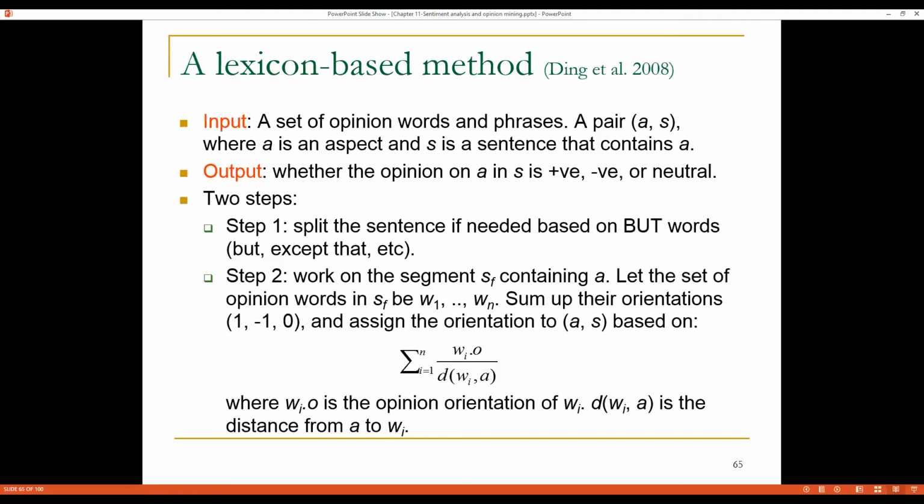So you do this in two steps. The first step is to split the sentence, if needed, based on but-words, like but, except that, etc. Then the second step is to work on the segment, the sentence fragment containing A. Let the set of opinion words in the sentence fragment be word 1 through word N. Sum up their orientations, either 1, -1, or 0, and assign the orientation to AS based on the summation of the opinion orientation and the distance from A to W1.